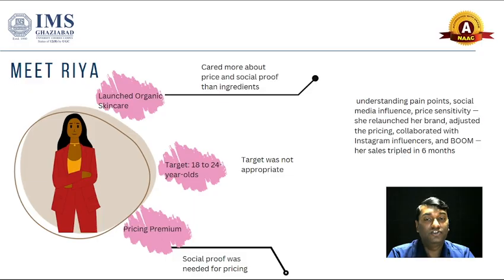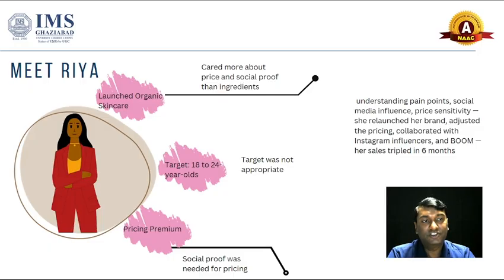This age group believes in social proof, so that means they need a brand endorser. Ria has to understand the pain points of the target group she is targeting. So 18 to 24-year-olds believe in social media influence. They are price sensitive as well, because they are not earning, they are dependent on somebody else for their expenditures. So they are price sensitive.